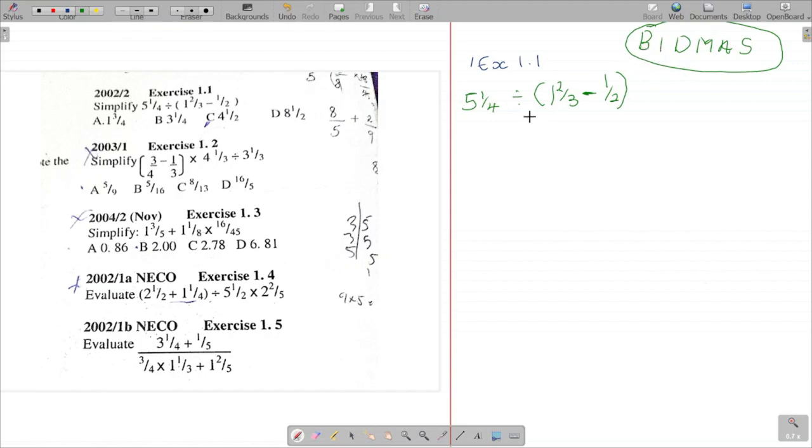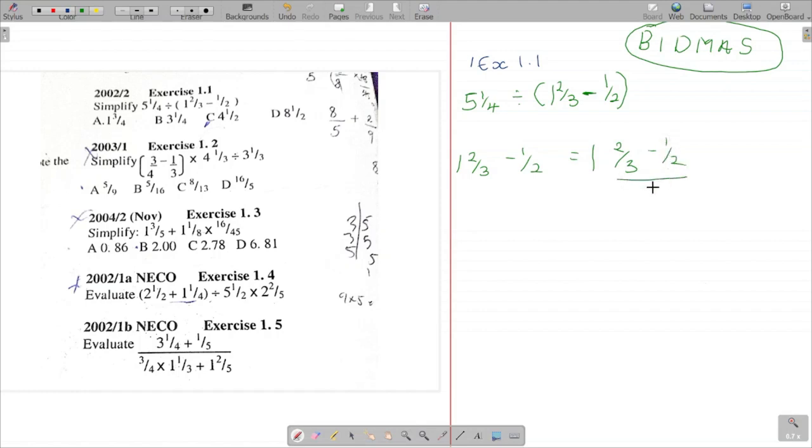So applying BIDMAS, the first thing we should do is the brackets. After brackets, index. After index, division. After division, multiplication. Then addition, and subtraction. So we solve the bracket first. The bracket says 1 whole number, 2 over 3, minus 1 over 2. Remember, we keep our whole number. We do the 2 over 3, then minus 1 over 2.